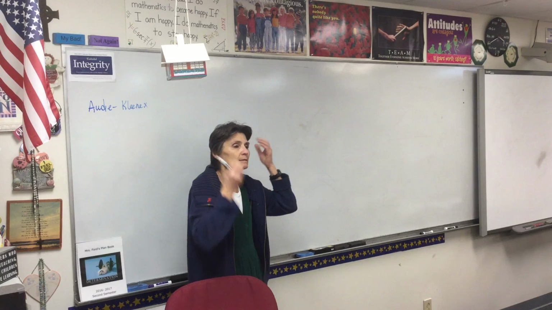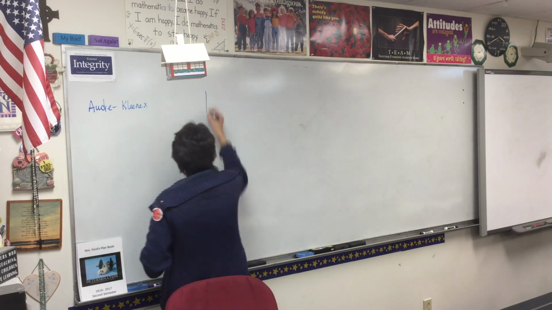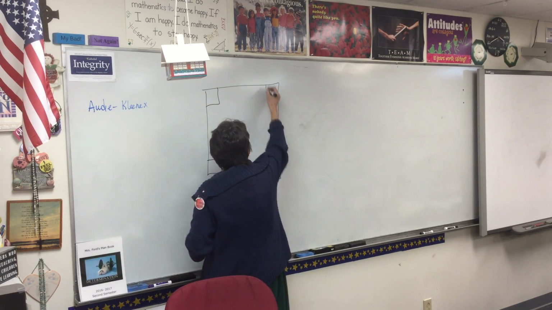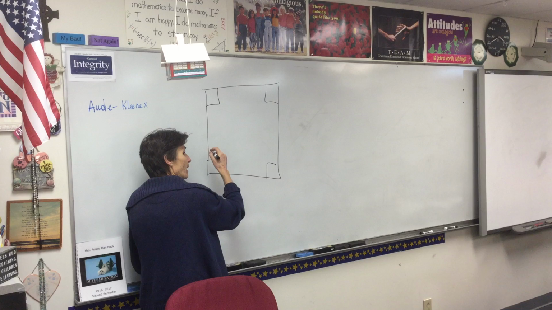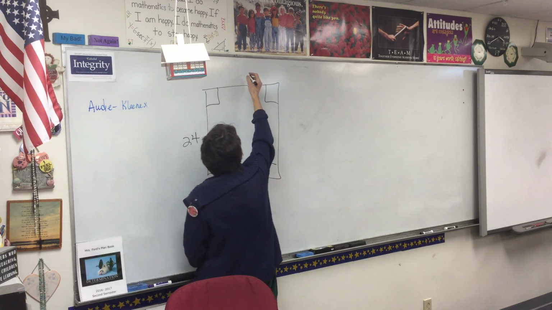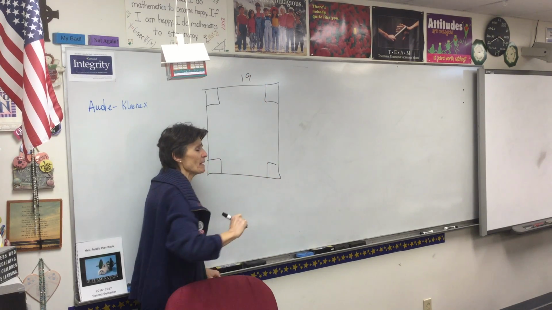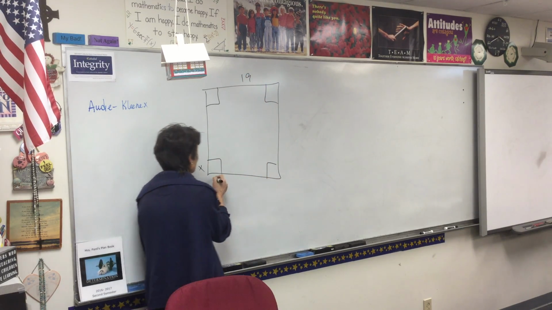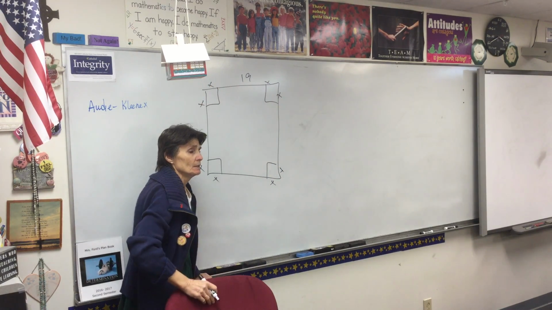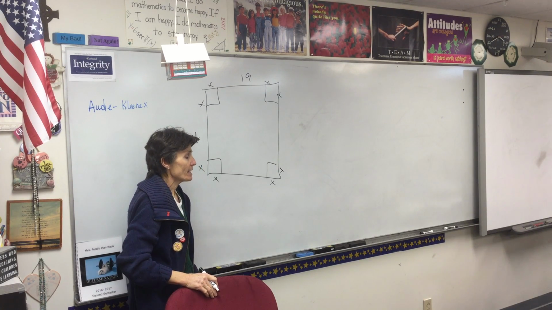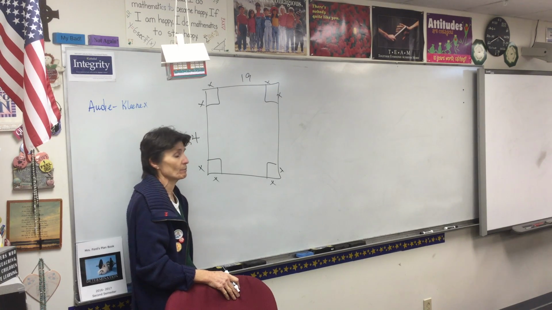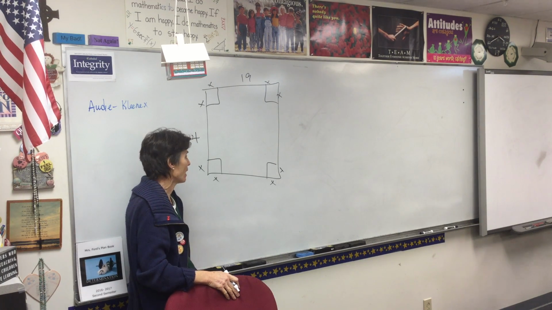Oh, it says a box is open. All right, so this is one of the box problems. So we're gonna have a box problem. So we're gonna have a piece of paper that's maybe, let's say, 24 by 19. So we have a piece of paper that's 24 by 19. We're gonna cut the corners out, and we're gonna make a box. And our ultimate objective is to make the biggest box that we can. We want to maximize the volume of the box.